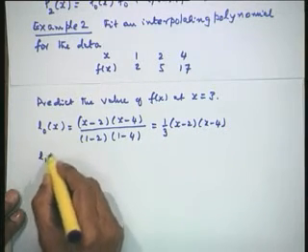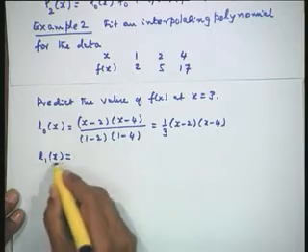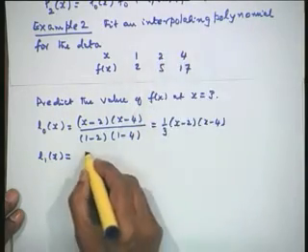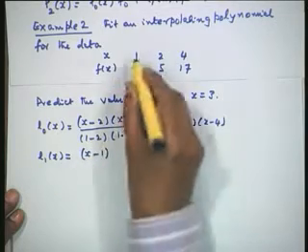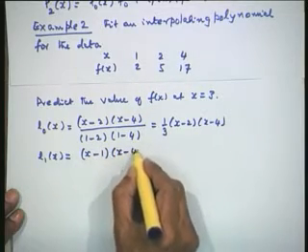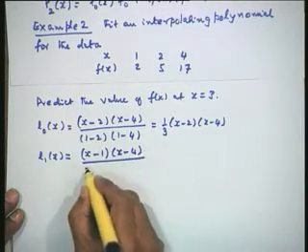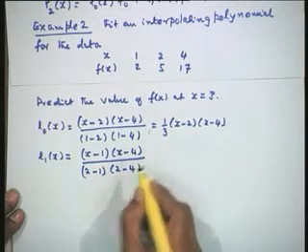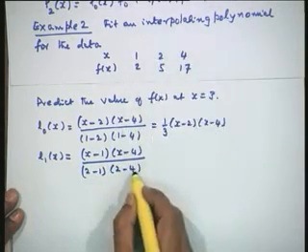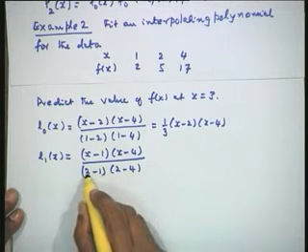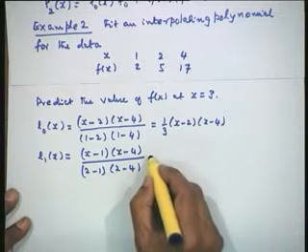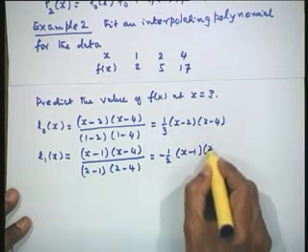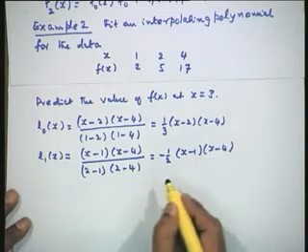Similarly, I construct L1 x. Now, we would miss x1, that is 2, factor corresponding to 2. So, I will have the numerator x minus 1, x minus 4, divided by 2 minus 1, 2 minus 4. So, this gives you 1, this gives you minus 2. So, this gives you minus half x minus 1, x minus 4.